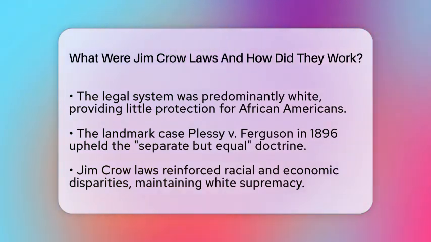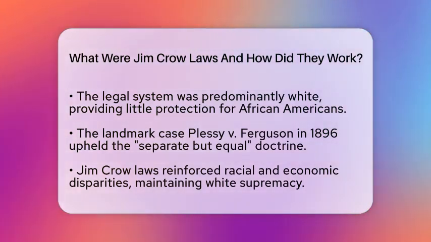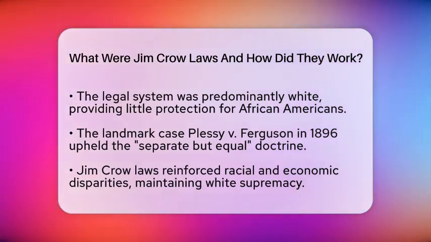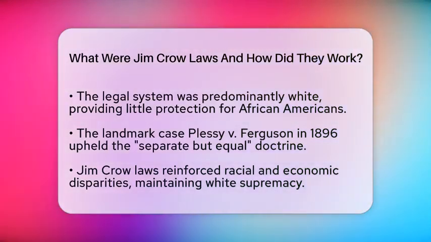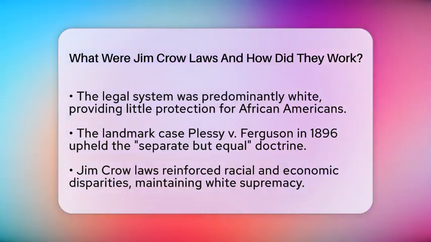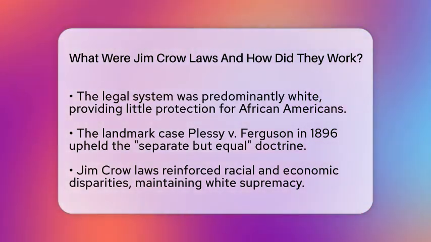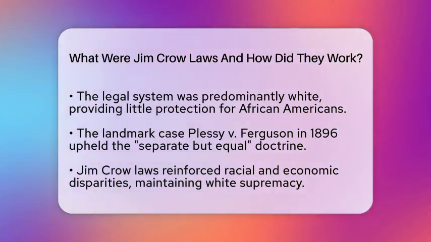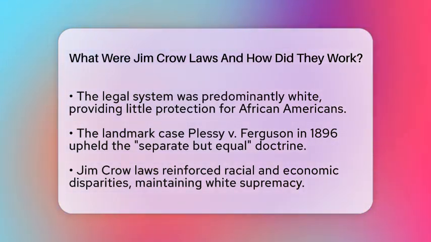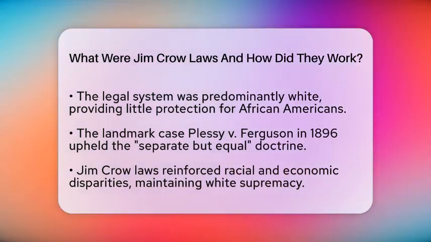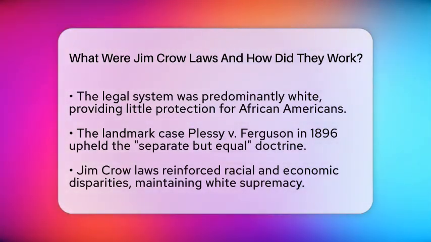From a socialist viewpoint, Jim Crow laws illustrate how capitalist systems can perpetuate inequality. Socialism seeks to eliminate class distinctions and ensure fair distribution of resources. In contrast, Jim Crow laws maintained racial and economic disparities, reinforcing white supremacy. They limited African American access to education, jobs, and public services, creating a cycle of poverty and oppression.